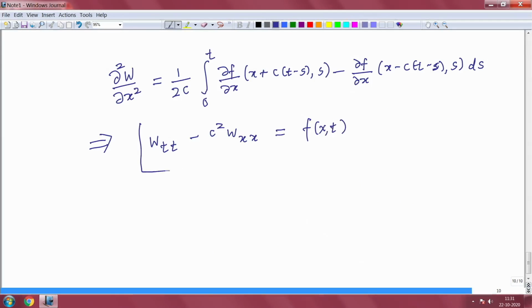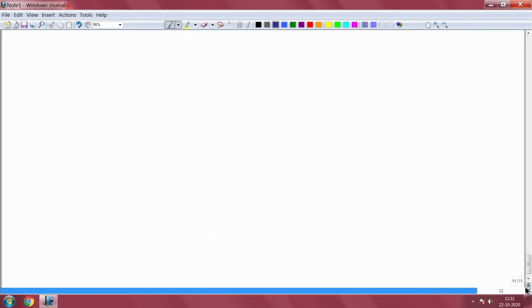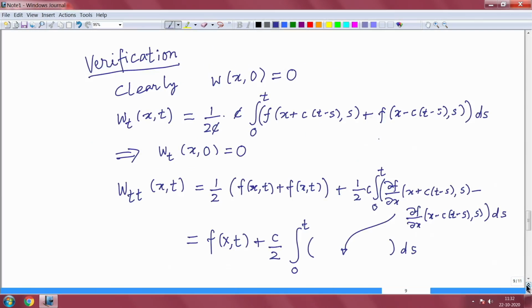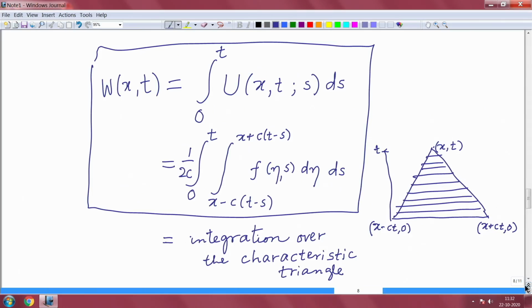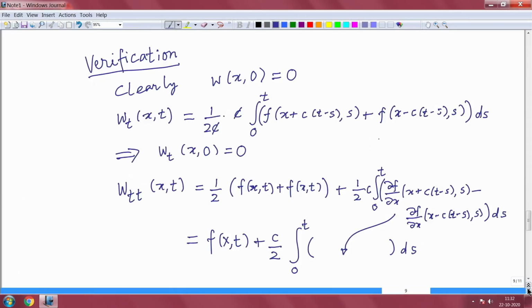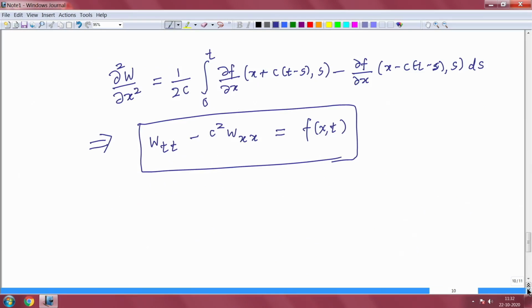So indeed, w given by this Duhamel's formula from the Duhamel's principle satisfies equation 6, and with the initial condition, let me just write once again, w(x, 0) equal to 0, w_t(x, 0) equal to 0.